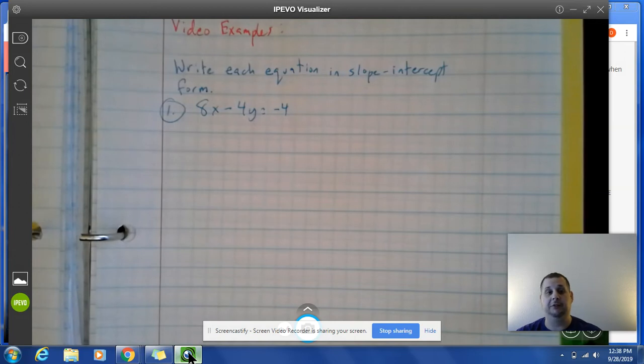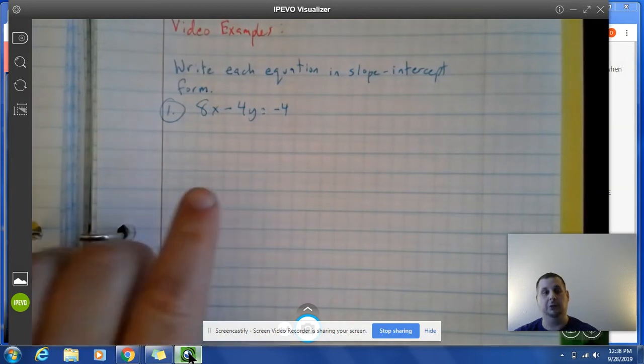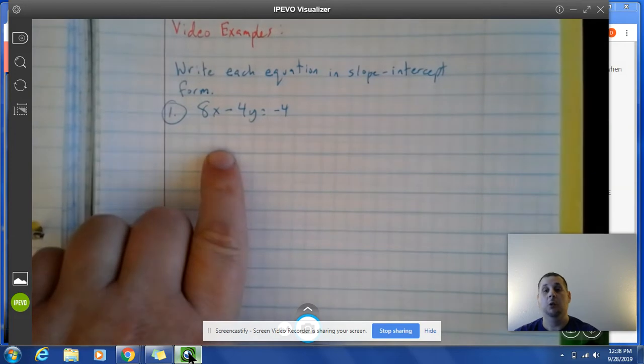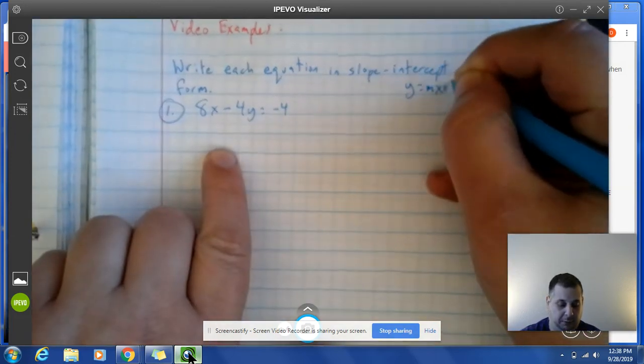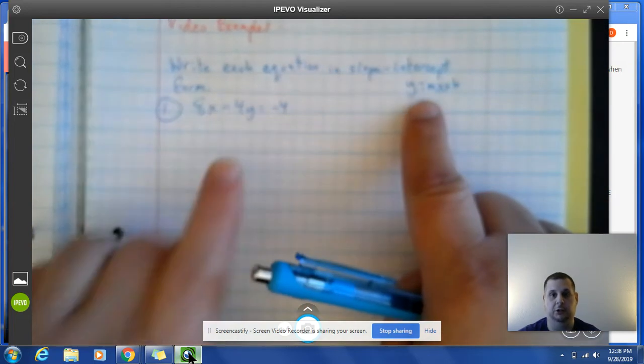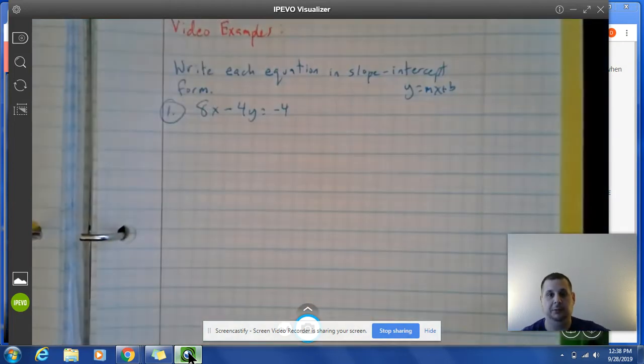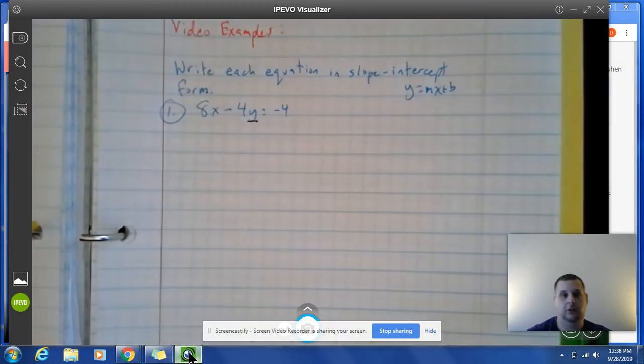Okay, so the first equation we're going to put into slope-intercept form, which of course, remember, is y equals mx plus b, where m is the slope and b is the y-intercept, is 8x minus 4y equals negative 4. So the whole goal here is to get the y by itself, okay?